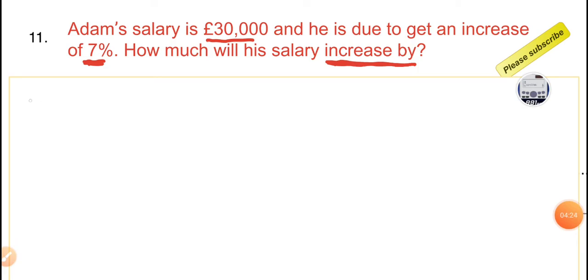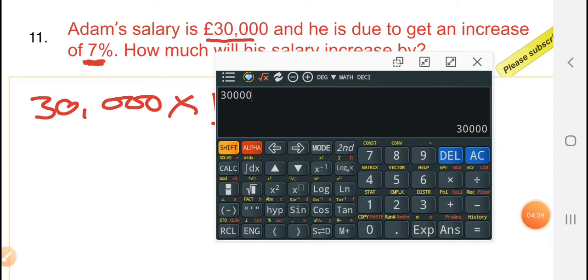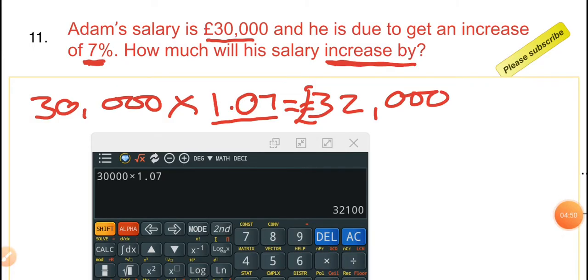So now that we know that our decimal multiplier is 1.07, we can just do 30,000 times 1.07. So this represents a 7% increase. So if you get our calculator out, as you can see, I've already typed in 30,000 and you times it by 1.07, and the answer is 32,100. So I've written that in now. So his salary is now £32,100.